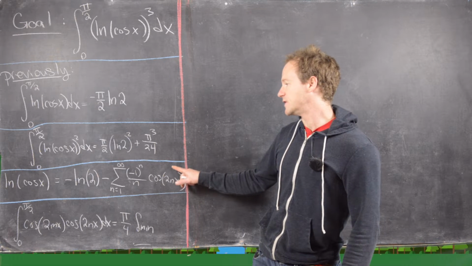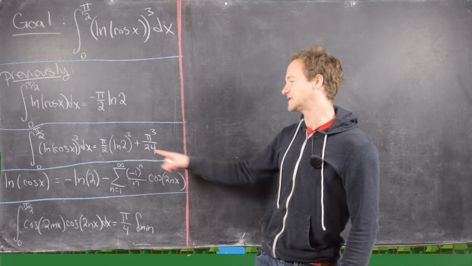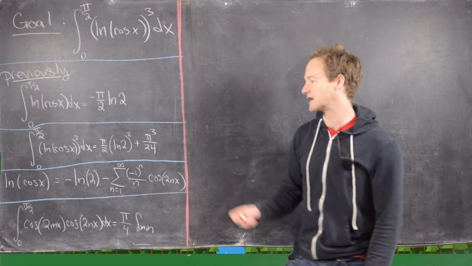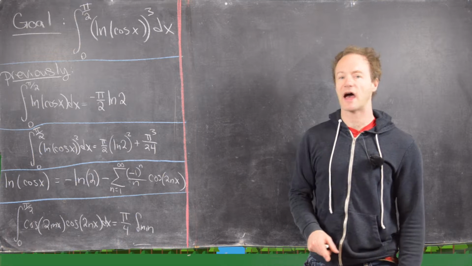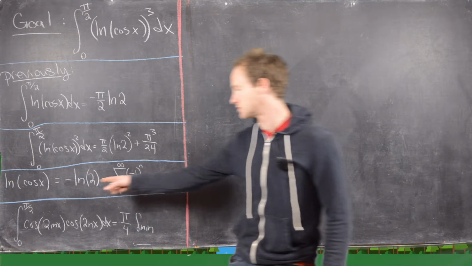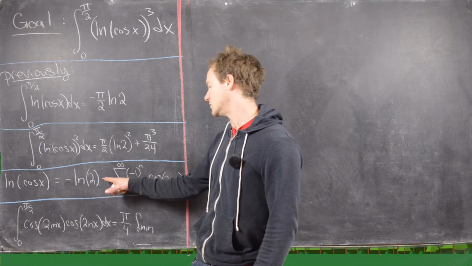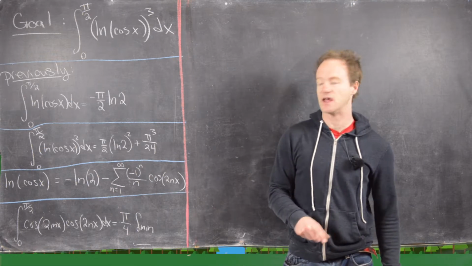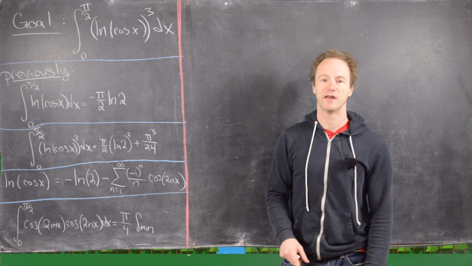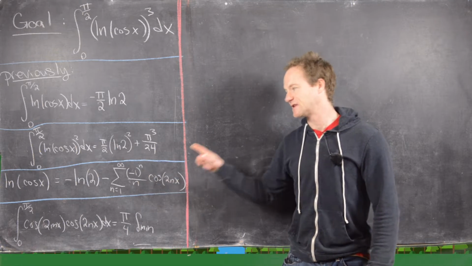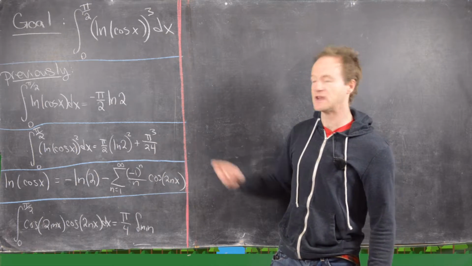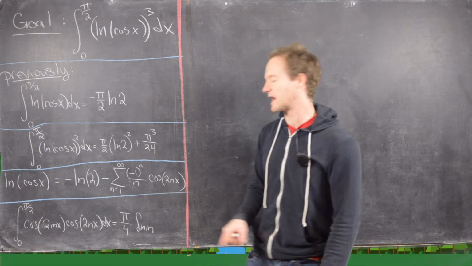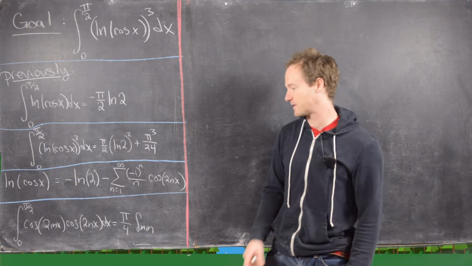Then next, we used this Fourier series for the natural log of cosine in order to calculate this second integral. Let's just recall that the natural log of cosine was equal to minus natural log of 2 minus the sum from n equals 1 to infinity of minus 1 to the n over n cosine of 2nx. This looks slightly different than the version that we used in this video. In this video, we had distributed this minus sign through and we had minus 1 to the n plus 1, but it's the same thing.